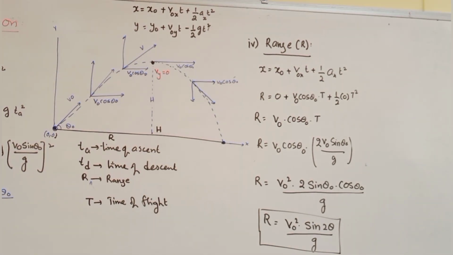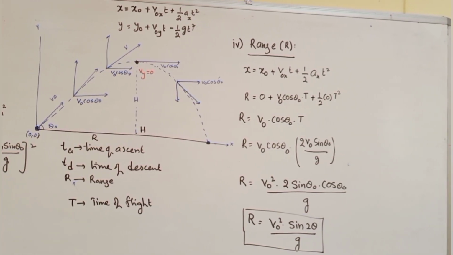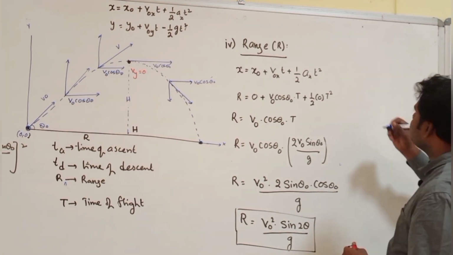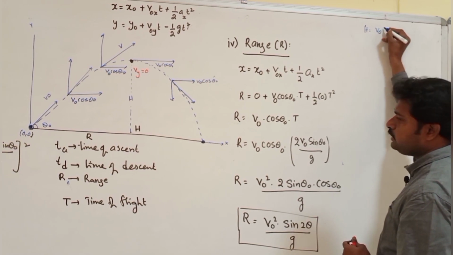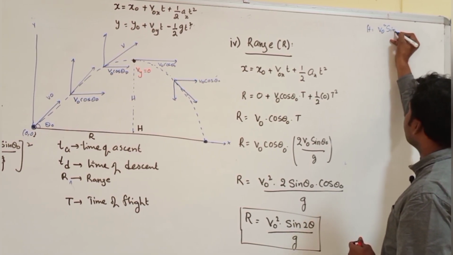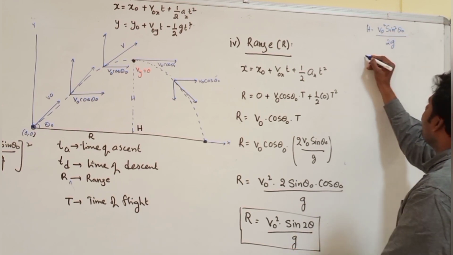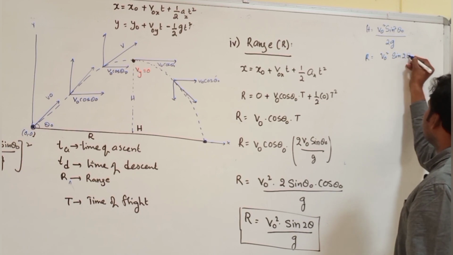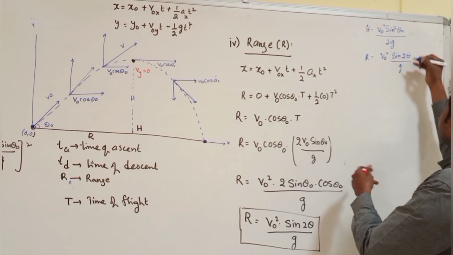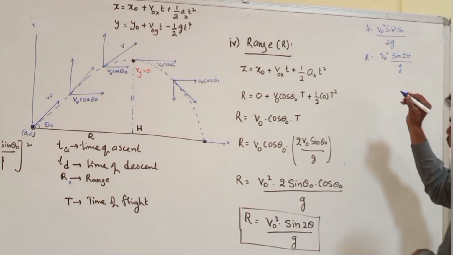Now, what is the relation between r and h without involving v naught? See, h and r. h is equal to v naught square sin square theta naught by 2g, and r is equal to v naught square sin 2 theta by g. Just from these two relations extract tan theta, then you have to prove it.